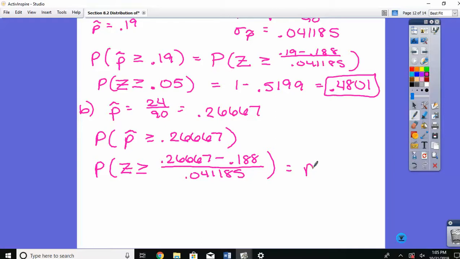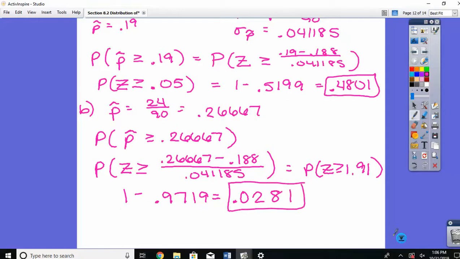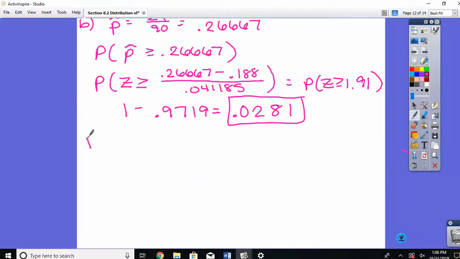So I get the probability that z is greater than or equal to 1.91. 1 minus, right? And 1.91 gives me 0.9719. So we get 0.0281. So what can we conclude here? It's less than 5%. So this is an unusual result.